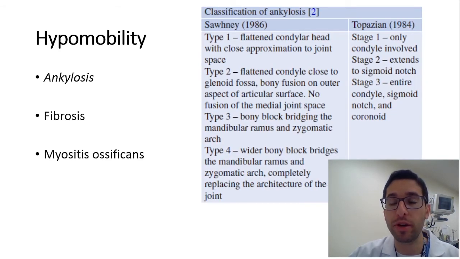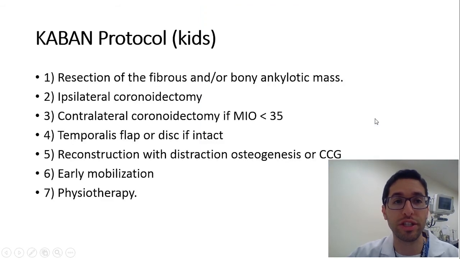Different classifications. So Topazian came up with a pretty easy one. I don't think this is very high yield. We'll just say it quickly. Stage 1 would be condyle only. Stage 2 is condyle and sigmoid. And stage 3 is everything, condyle, sigmoid, and coronoid. So basically it's just the extent of the ankylosis.